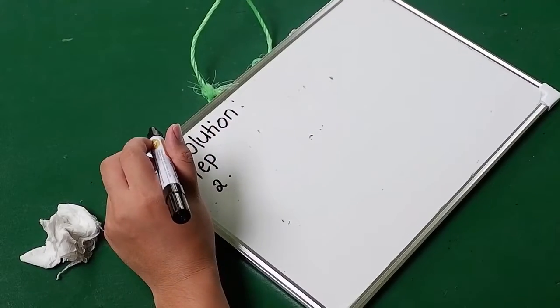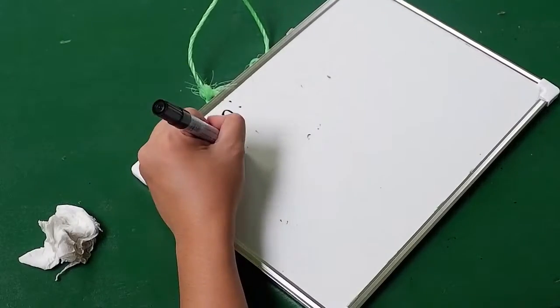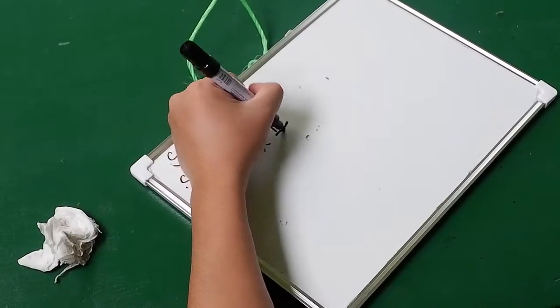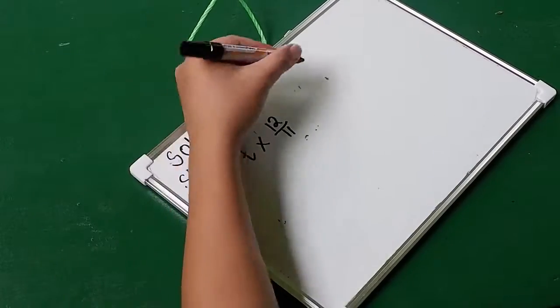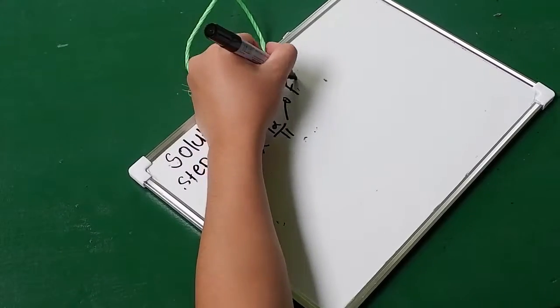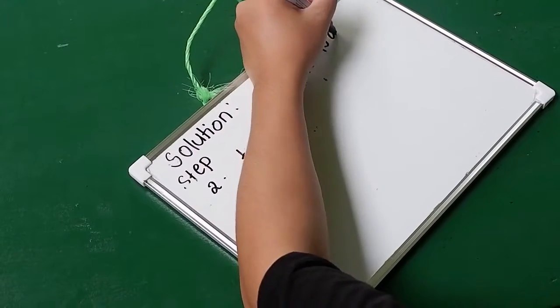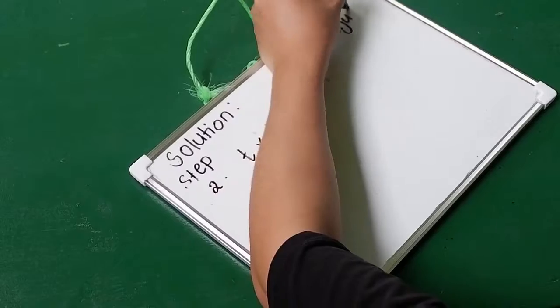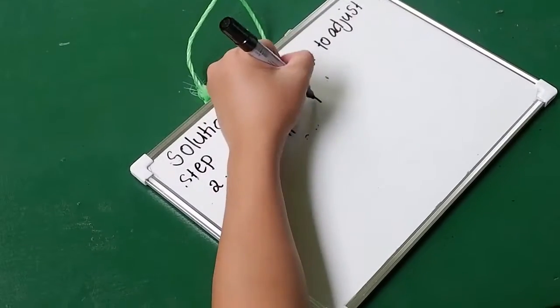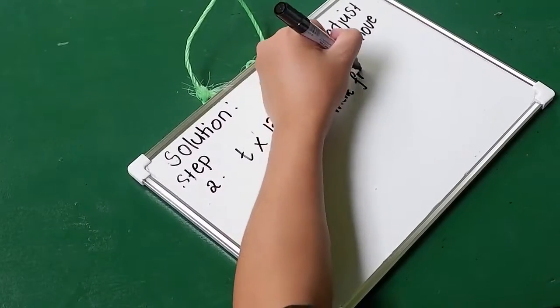So for step number 2, we're going to multiply t times 12 over 11. 12 over 11 is the factor that corrects the movement of the hour hand.